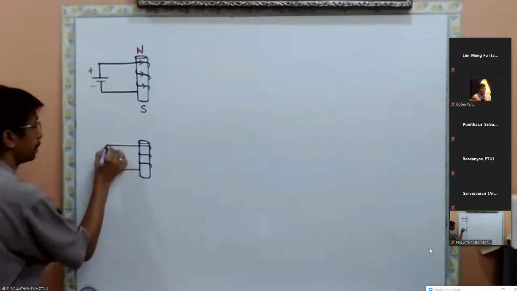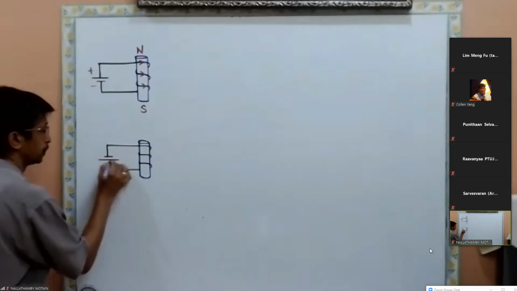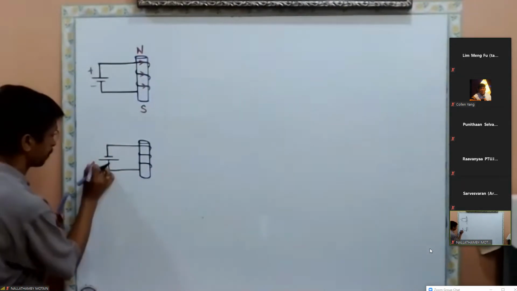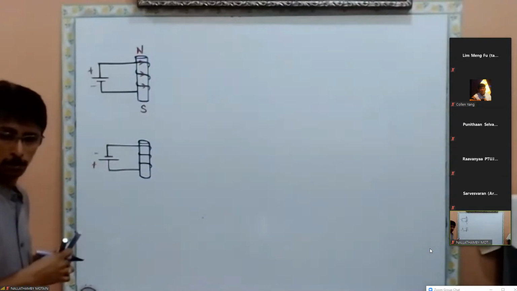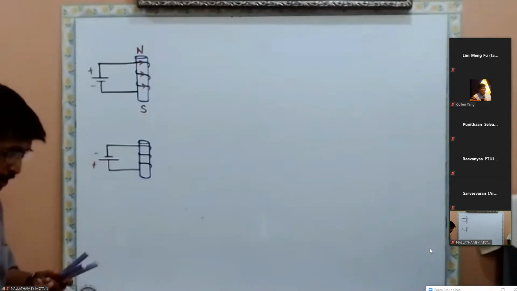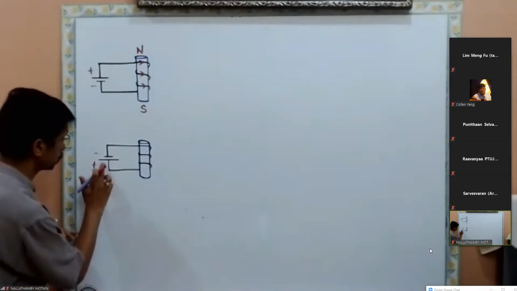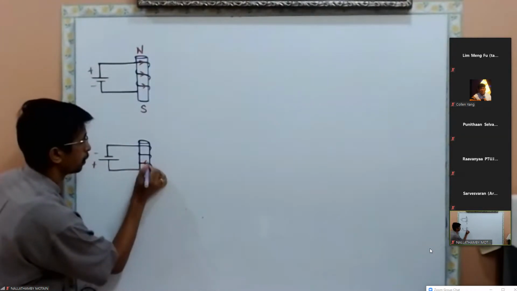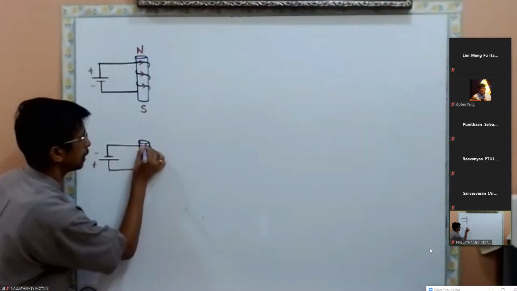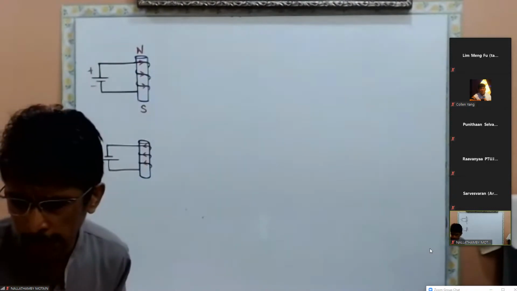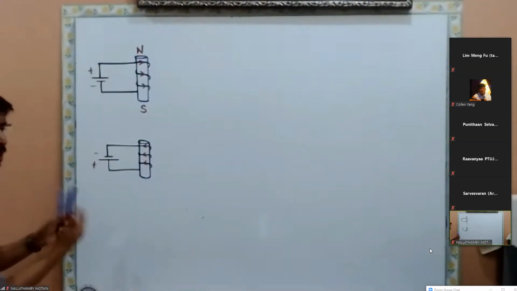Okay, the terminals of the battery I change. So here it is positive, here is negative. So what happened now? Current is flowing, which direction? Here, it is flowing to the left.